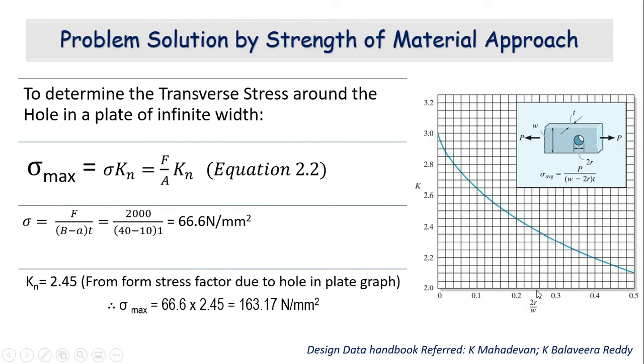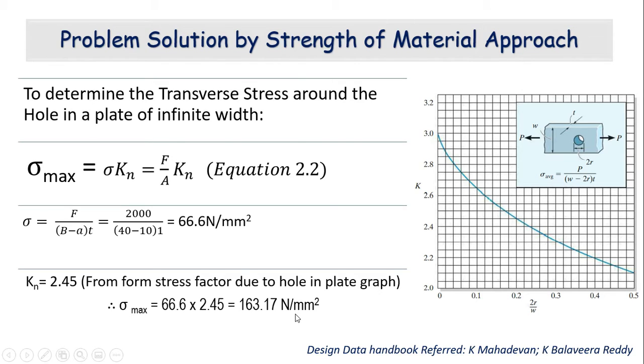So considering the value of 0.25 and taking the line which is intersecting this blue line, as you can see, the corresponding value of Kn is determined and it is found to be 2.45. So if we multiply this average stress value with the stress concentration factor, then the maximum stress that is subjected into the plate having the hole is 163.17 Newton per mm square.